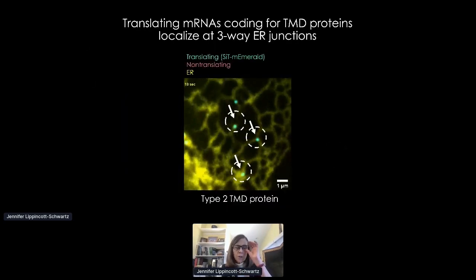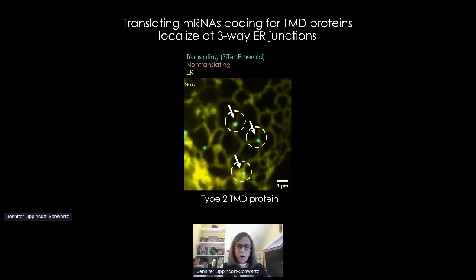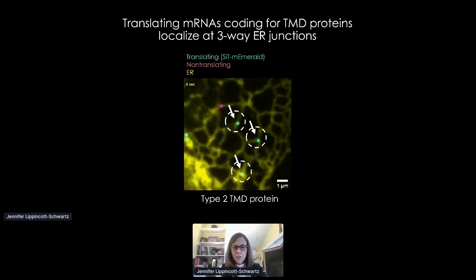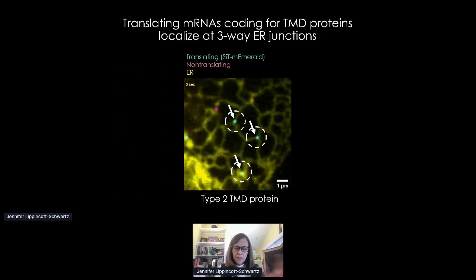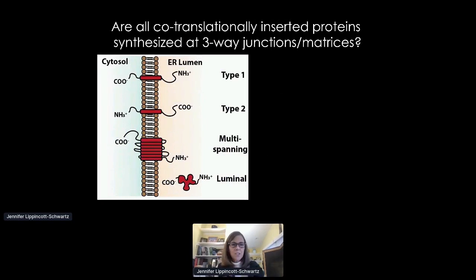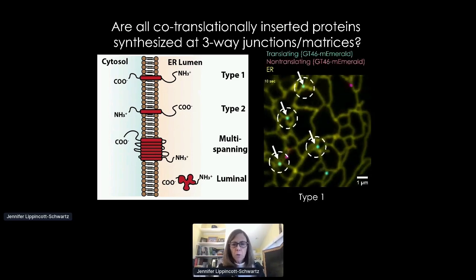So is there anything interesting about where translation of the mRNA is occurring? One of the things that Hee-Jin found was that the immobilized pool of these mRNAs seems to be primarily at three-way ER junctions or in ER matrices. That led to the question of whether all co-translationally inserted proteins are synthesized at three-way junctions or matrices. I just showed you an example of a type 2 protein, but here's an mRNA coding for a type 1 transmembrane protein.